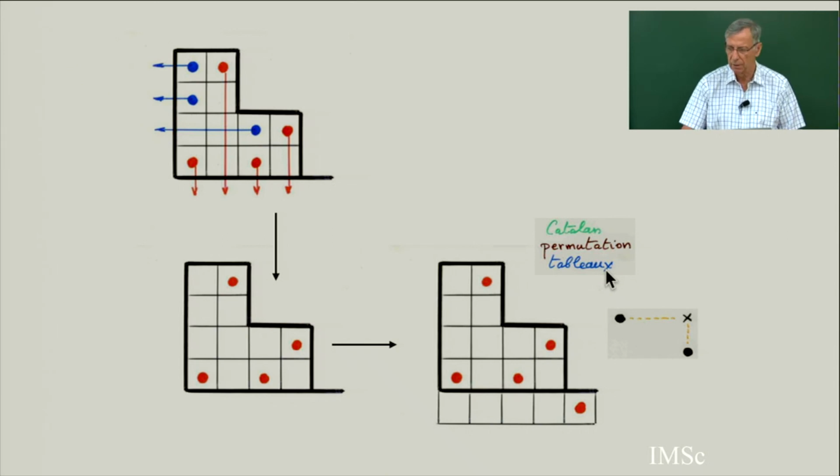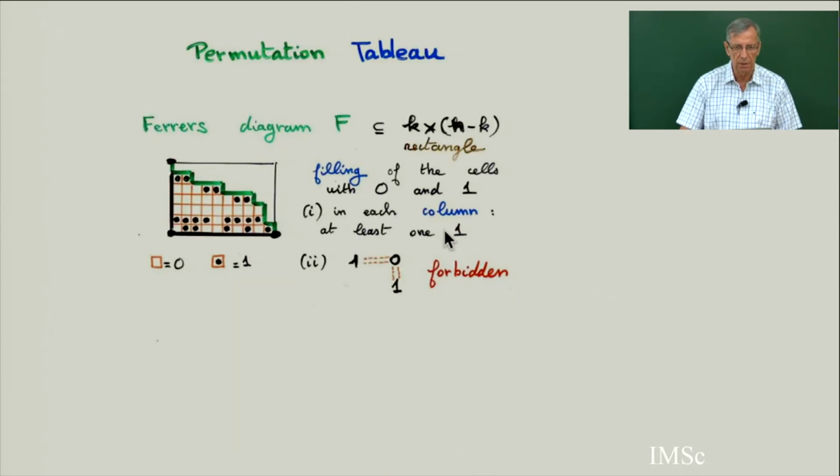So what is a Catalan permutation tableau? I remind you the definition. A Catalan permutation tableau is a tableau with a Ferrers diagram, where some cells have a point, and some cells are empty. Usually people working on permutation tableaux put 0 and 1, satisfying these two conditions. First condition, there is at least one point in each column. Second condition, this pattern is forbidden. So this is a permutation tableau. They are counted by n factorial. And for a Catalan permutation tableau, there is another condition.